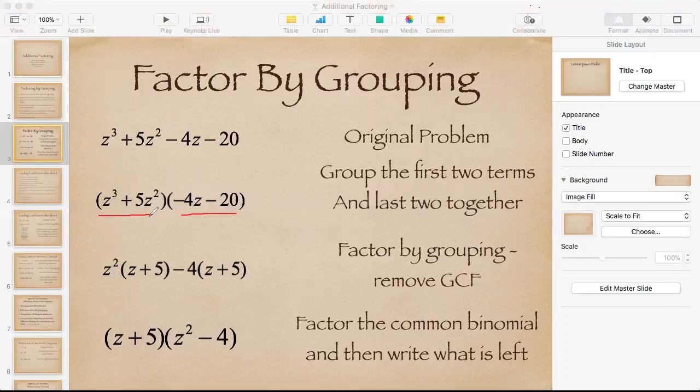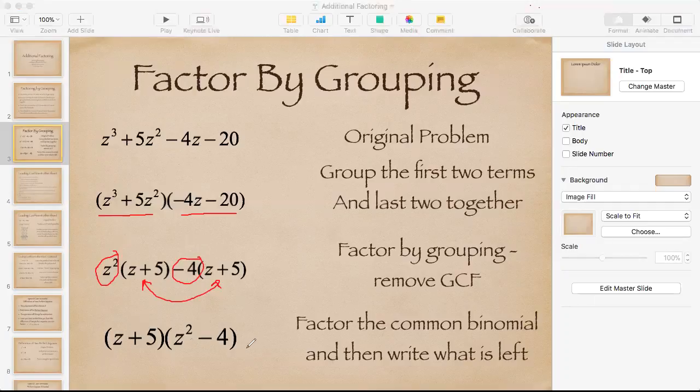In the first binomial, I see a z squared is in common. That's the greatest common factor, so I'm left with a z plus 5. In the second binomial, I notice that if I take out a negative 4, I'm also left with a z plus 5. Notice that these 2 binomials are now common binomials. So I'm going to factor those common binomials out, and then I'm going to take what's left over, so the z squared minus 4, and that becomes my second binomial.